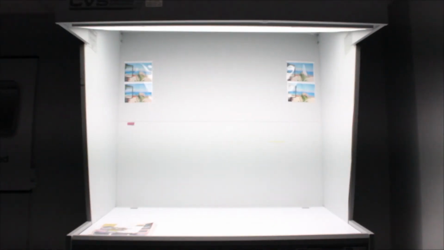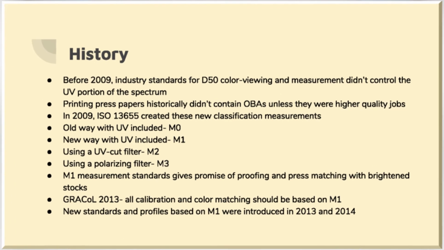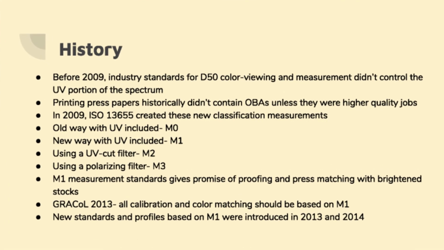Various factors and new ideas over time have led to the adoption of the M1 standards for measuring paper brightness. Before 2009, the UV portion of the spectrum was not controlled by the industry standards for D50 color viewing and measurement. Historically, printing press papers didn't typically include optical brightening agents unless they were for higher quality jobs. In 2009, ISO created new classification measurements.